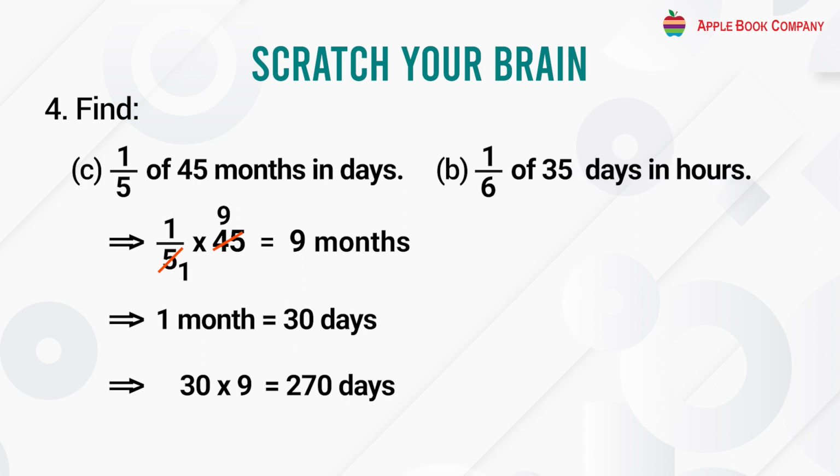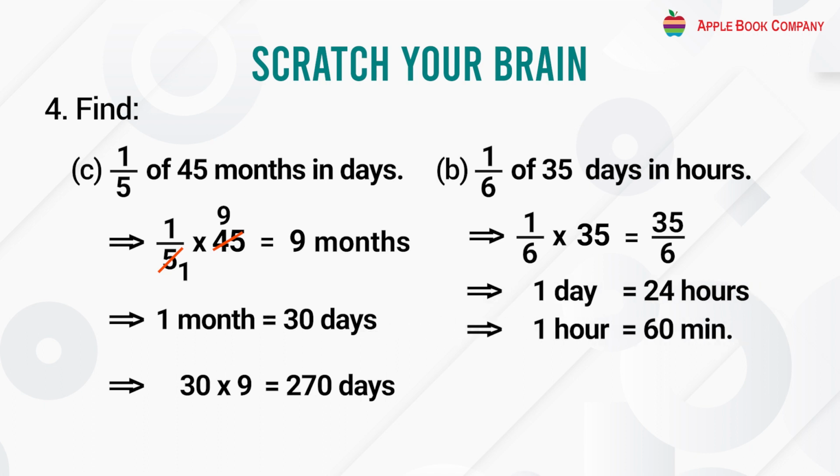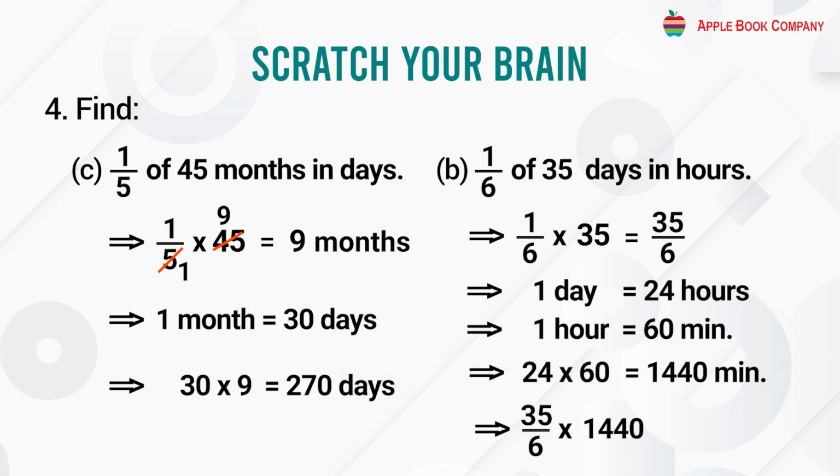And number D, 1 by 6 of 35 days in minutes. Now let's see, 1 by 6 of 35 days is nothing but 35 by 6. Now each day is 24 hours. Each hour is 60 minutes. So you convert, that is 24 into 60 gives you 1440. Now let's multiply 35 by 6 into 1440, which gives you 8400 minutes.